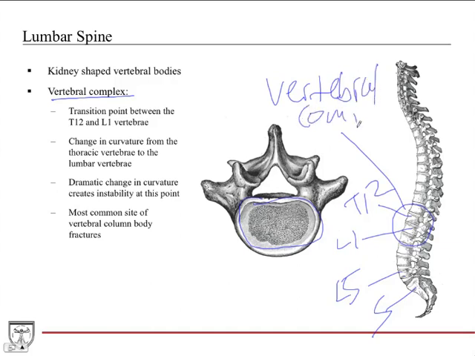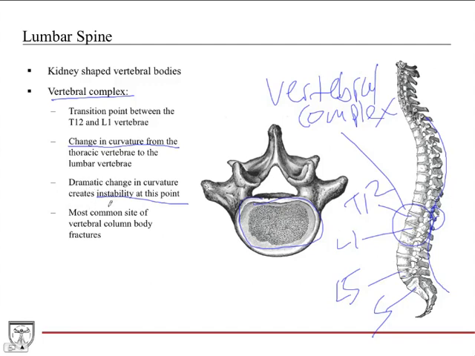So why in the world do we care about this? Well, it's a transition point between the T12 and L1 vertebrae, which essentially means it's a transition between the thoracic and lumbar vertebrae. What's really interesting anatomically and clinically is that it's a change in curvature. We have this concave anterior curvature in the thoracic area, and then you switch at this junction to a concave posterior curvature. This change in curvature is what gives you instability at this point, because it's not consistent.